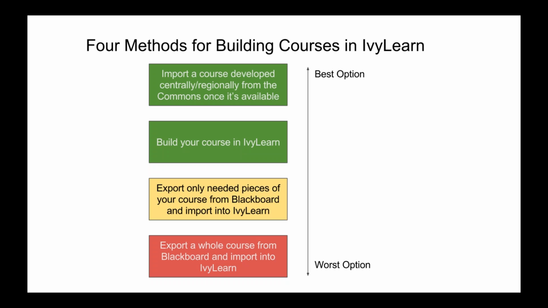So the top option is to import a course that's been developed centrally or regionally from Commons once it's available. This would be the option if you're teaching a statewide course or a regionally developed single version course. You're just going to grab that right in Commons, which is a feature in IvyLearn, and load that right into your course shell, and all the content will be there. You might have to go in and adjust the syllabus to include your information, that sort of normal setup stuff. That's obviously going to be the easiest option. You'll start with a full course and be able to work from there. But if you're maintaining your own content, then that's obviously not going to be an option for you.